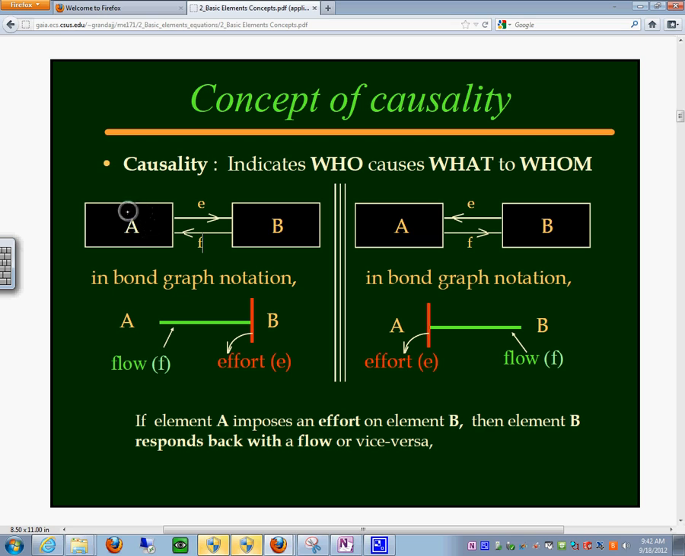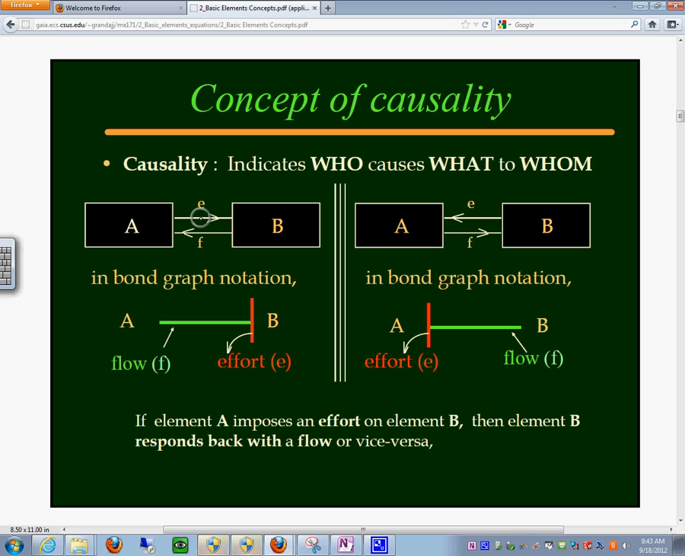You see in here it says A. See this arrow here? A presses on B with the variable E. B responds with the variable F. See, the arrow goes from A to B, and B goes from B to A. That could be between the battery and the motor, or between the gearbox and the shaft. It doesn't matter. It's just 2 elements on the system.